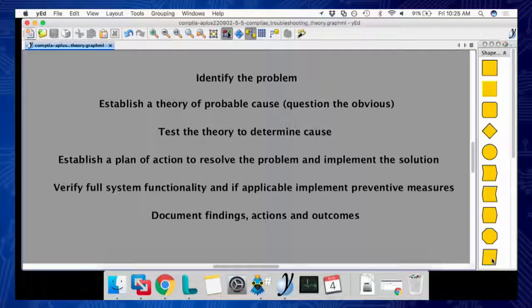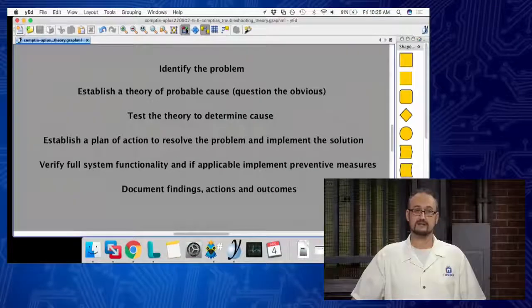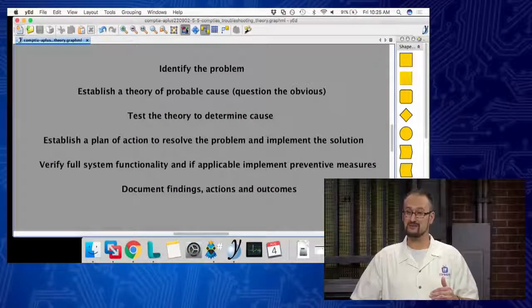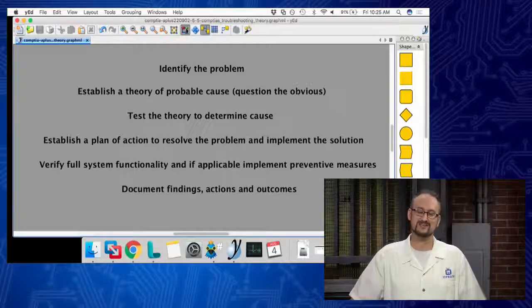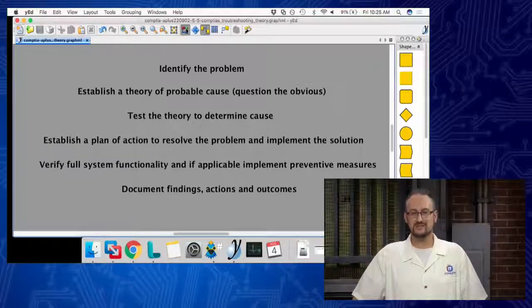Now, the next one that we're going to talk about is establish a theory of probable cause and question the obvious. Now, I did say, Zach, on that last one, when we first did the quick rundown, right, and we said we'd come back and we'd address each one of these individually, is question the obvious. All right, now, that one might not be so obvious what I mean by that, right? Or what CompTIA means by that.